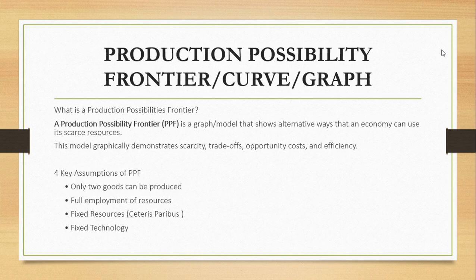Yeah, but before we move on to the shape of the production possibility frontier, there are 4 assumptions that are made. The first assumption is only 2 goods can be produced. The second is full employment of resources. We assume that all resources are employed. And the third is the resources available are fixed. Ceteris paribus. That means all other things being equal, the resources available are fixed. They do not increase. They do not decrease. And the last is technology is fixed. So we are assuming that there wouldn't be any advancement in technology within the period under consideration.